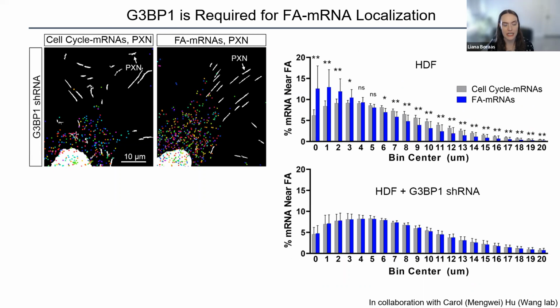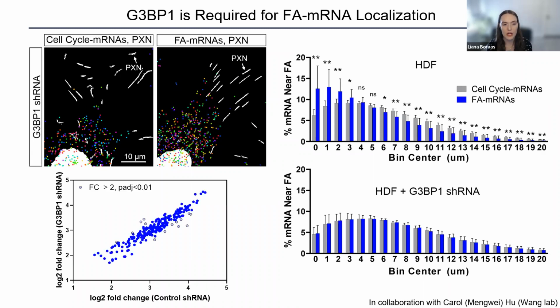Again, this is the technique that allows us to look at multiple mRNAs in the same cell at the same time. With this, we could compare controls versus the G3BP1 knockdown. We used shRNA to knock down G3BP1, and we performed this for both cell cycle mRNA as well as our focal adhesion RNA library. For our controls, we see a significant shift in the distribution of our focal adhesion mRNA compared to the cell cycle mRNA, and that goes away when we treat cells with the shRNA for G3BP1. So when we knocked it down, that localization goes away.